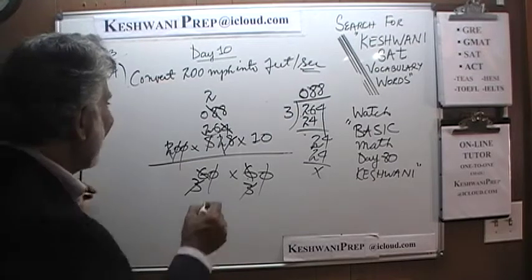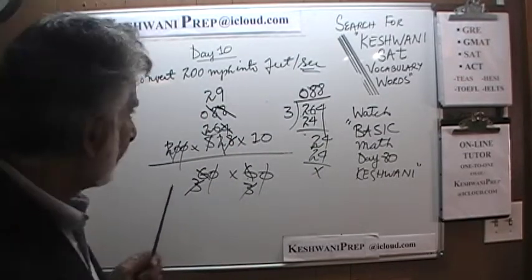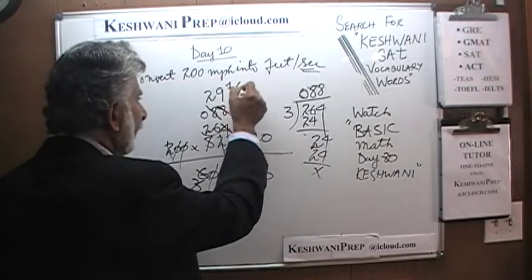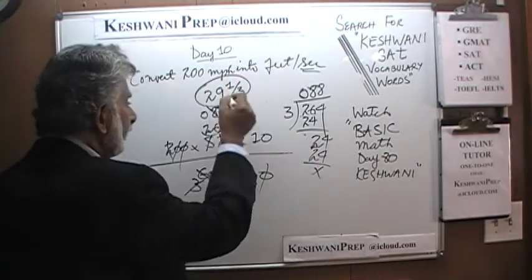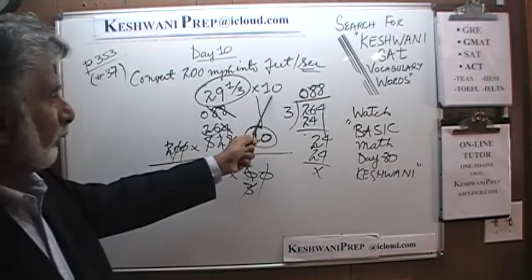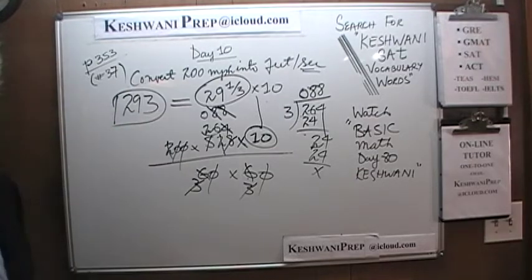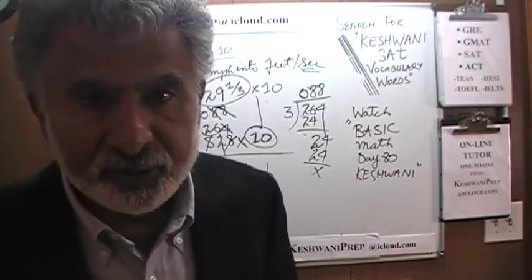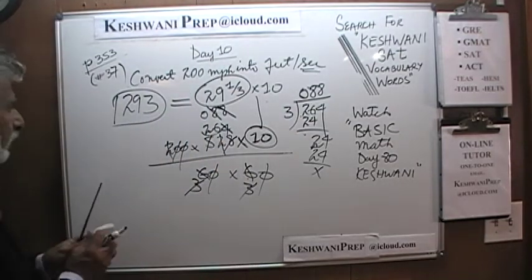And 28 has 9 3s. 9 3s are 27. We have a remainder of 1. Well, what happens to that 1? That 1 needs to be divided by 3, because that's what we are doing. We're dividing it by 3. What do we end up with finally? We finally end up with 29 and 1/3 times 10. Don't forget this 10. 29 and 1/3 times 10 is 293. Voila. Technically, it is not 293. Technically, it's 293.3333 forever and ever, which is why they tell you to round it to the nearest integer. Do you understand? That's all there is.